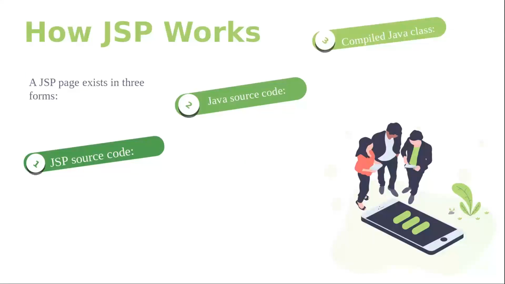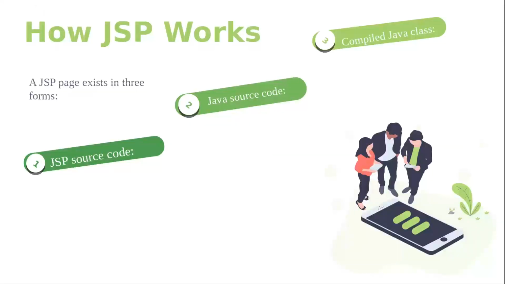Third, we come to the compiled Java class. Like any other Java class, the generated servlet code is compiled into Java bytecodes in a .class file, ready to be loaded and executed. So from the JSP page, the Java source code, which is the servlet, is created, and then from there it is compiled to its .class file, that is the bytecode file. So these are the three forms in which the JSP page exists.